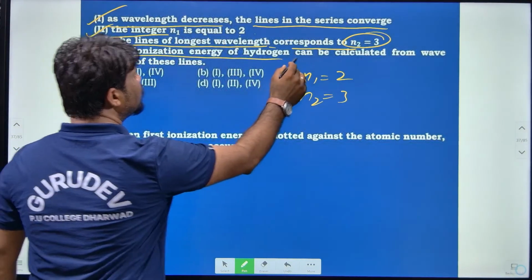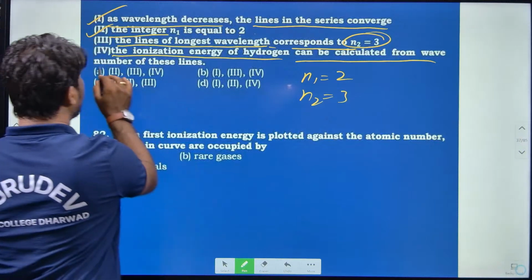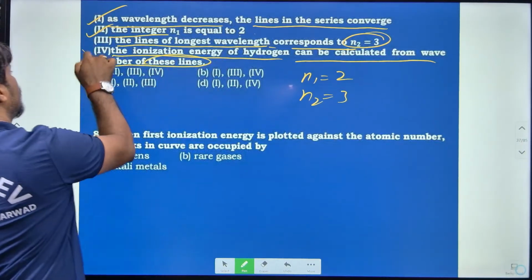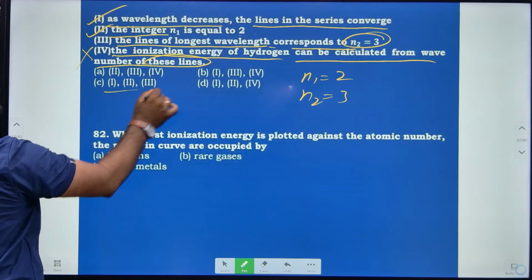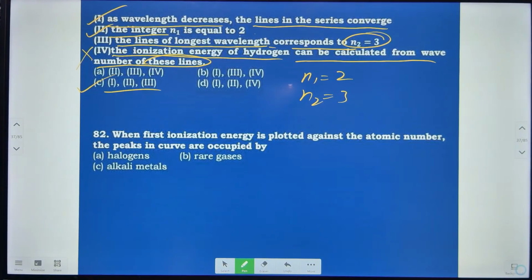Ionization energy of hydrogen can be calculated from the wave number of these lines. No, it is not possible. So statements 1, 2, 3, these three points are correct. Hence option A, C is the right answer for the question.